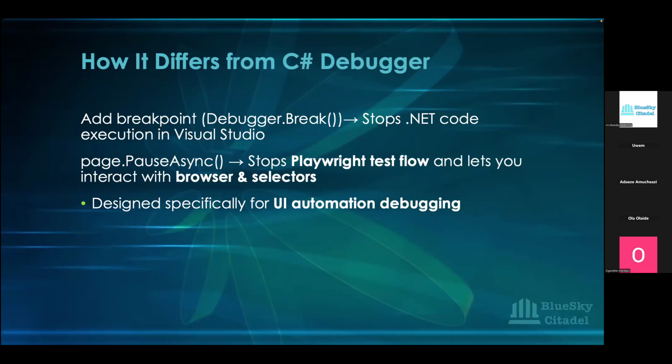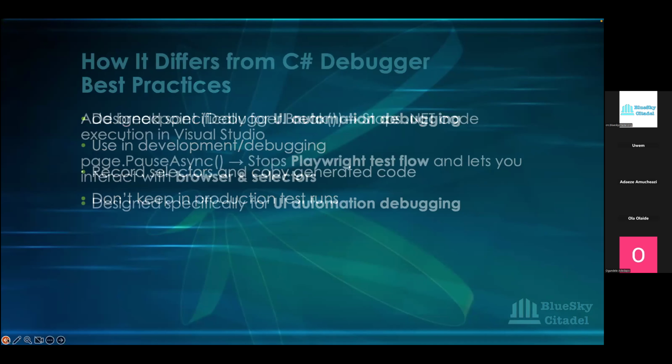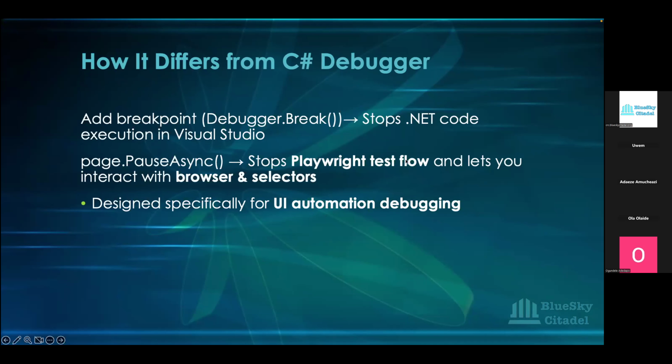So you don't run your tests. That means everything stops. The whole process actually stops, and it's not really a good idea because it can suddenly break without any reason, because the debugger is not really stable. But the page.pause async actually stops Playwright itself. So it targets Playwright, not the code, and lets you interact with the browser and selector. The first advantage is that it stops the Playwright test flow, and two, you can interact with the browser and selector, so you can get as many selectors as possible.